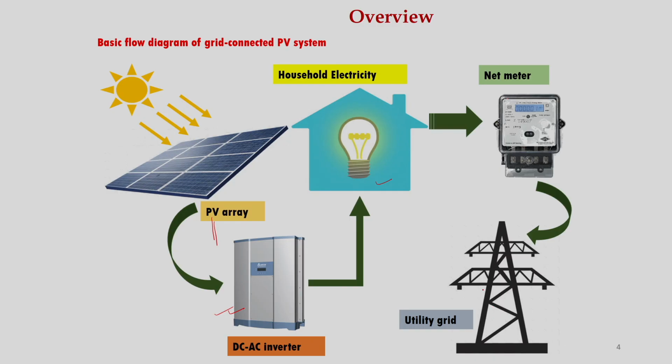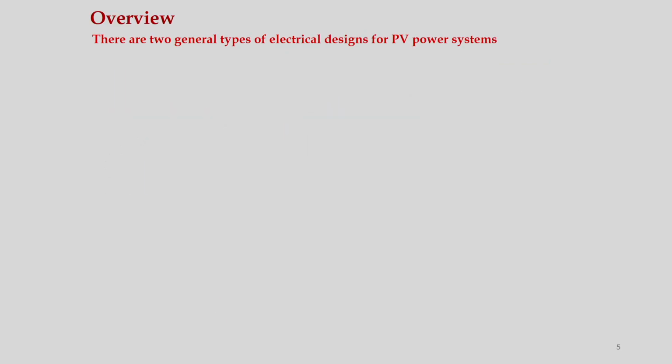At night time, since we do not have any battery backup, we can take the energy from the utility grid for meeting the demand, right. So, that way we can take. This is known as net meter. This will take care of the amount of energy given to the grid and the amount of energy taken from the grid. That is called net metering system or net meter, right. So, this is a very basic flow diagram of a grid connected PV system.